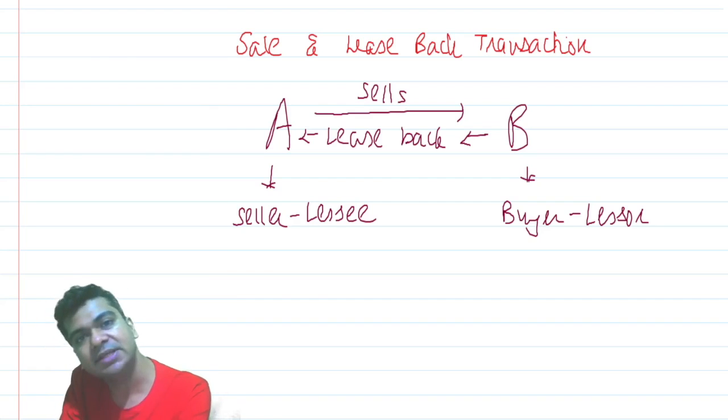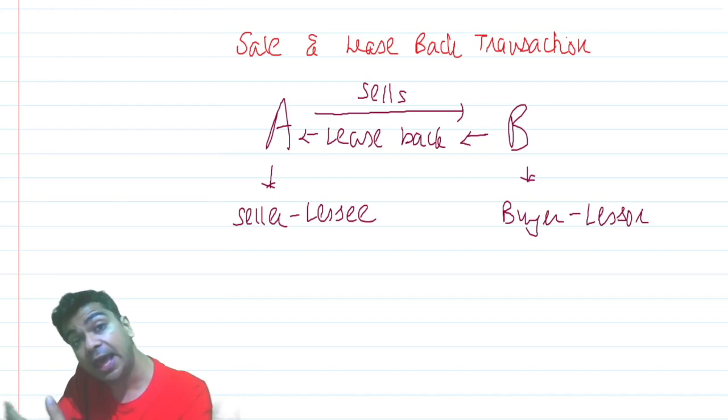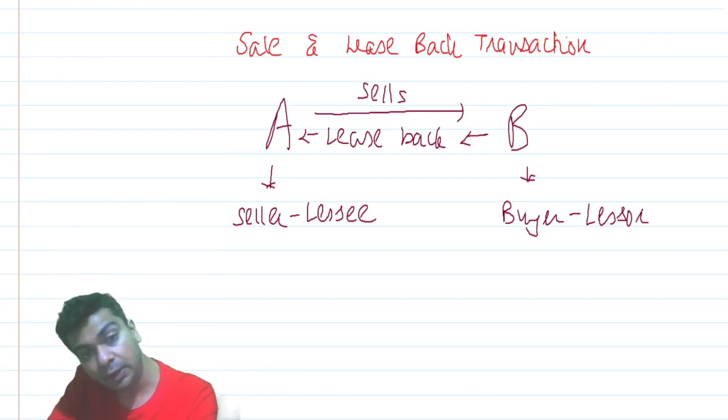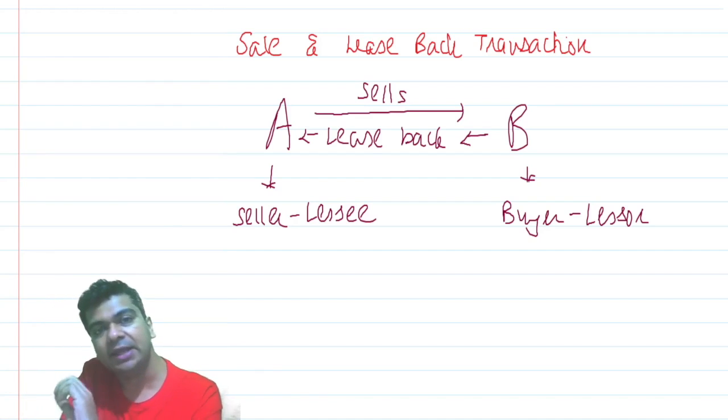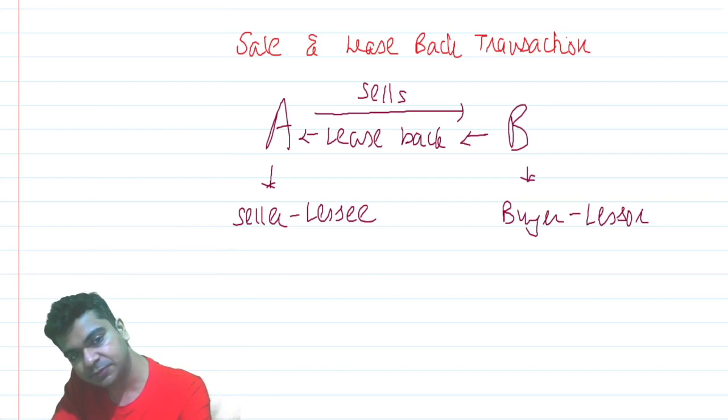You sell the asset, get the necessary money. Now you can use this particular money to tide over the financial crisis that you are facing. And you are also enjoying the right of using the asset. So how should a sale and lease back transaction be accounted for under Ind AS 116?